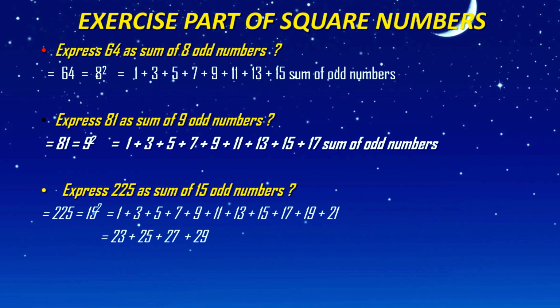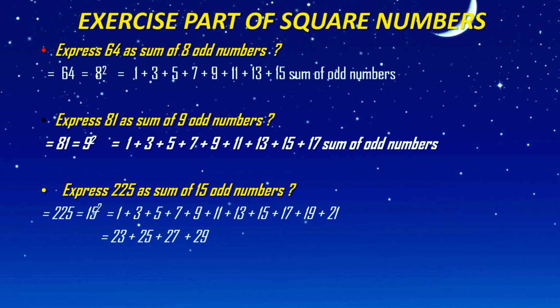Let's take the first exercise. Express 64 as the sum of 8 odd numbers. Let's see the solution. 64 is equal to, we should find only 8 odd numbers, means 1 plus 3 plus 5 plus 7 plus 9 plus 11 plus 13 plus 15. How many odd numbers? 1, 2, 3, 4, 5, 6, 7, 8. These are all 8 odd numbers. That means 64 is 8 square, 8 into 8 that is 64. The sum of these odd numbers gives us the answer 64.